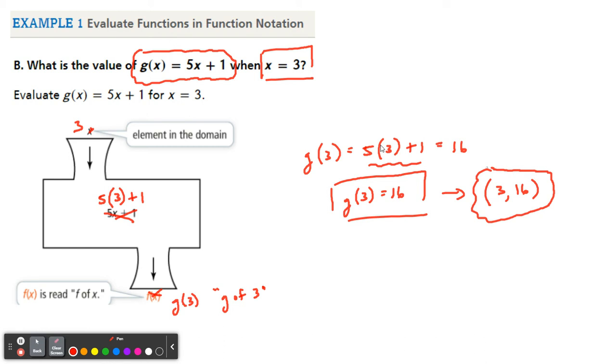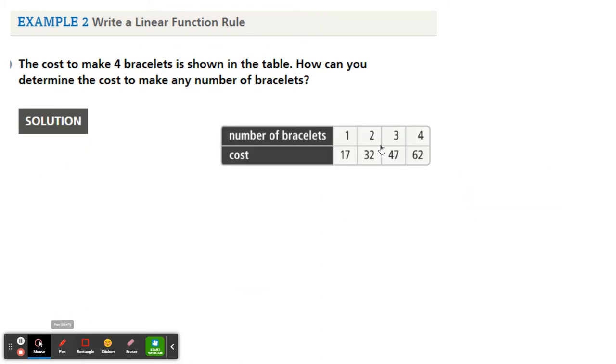Notice that the g and the 3 did not separate. One of the common things you might think is that the g is being multiplied with the 3, so you have to divide by 3 for some reason. No, it's notation, g of 3. All right, very good. Okay, next one.